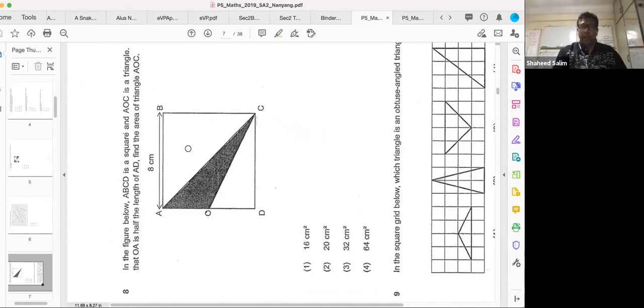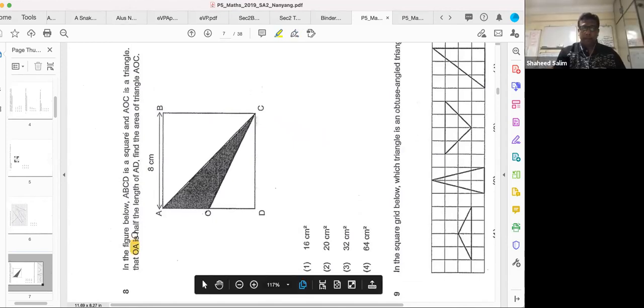I'm going to underline a clue here. You can find it.